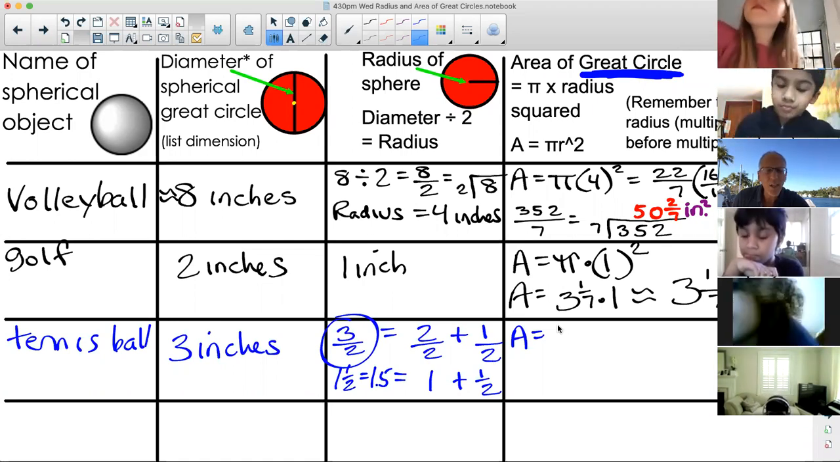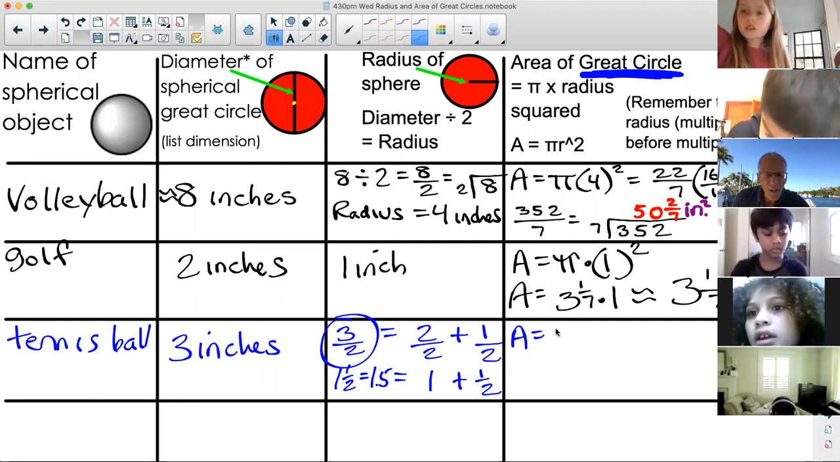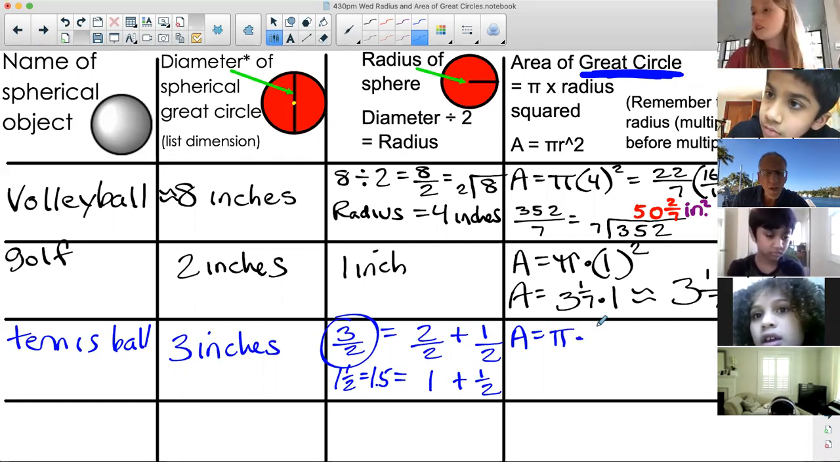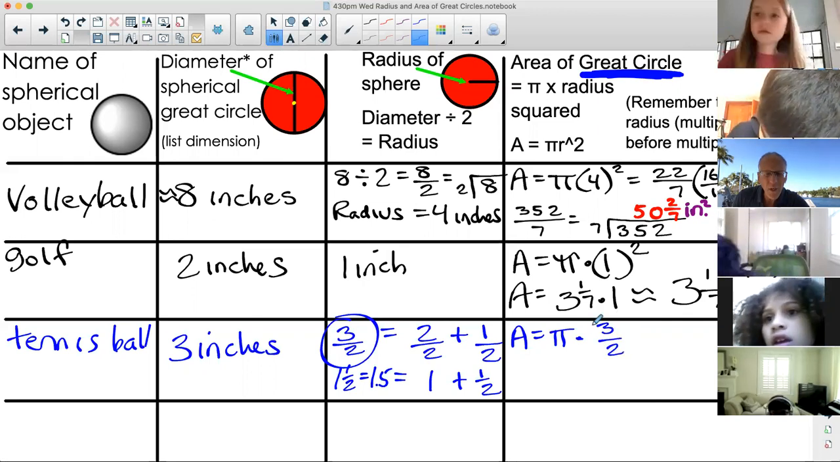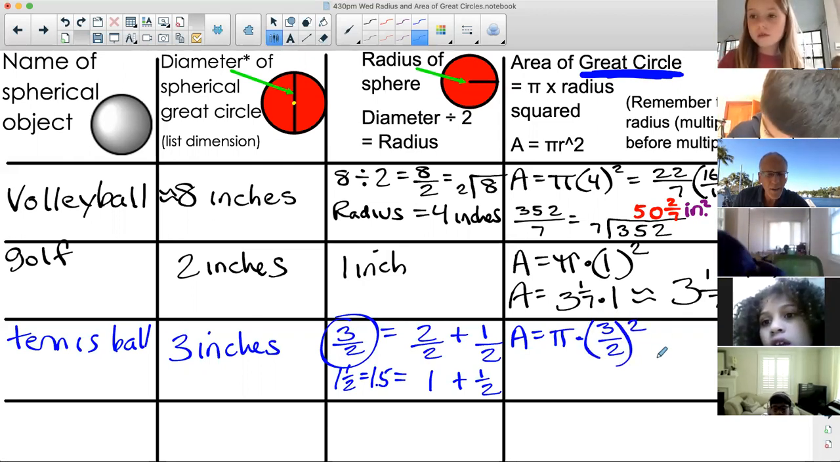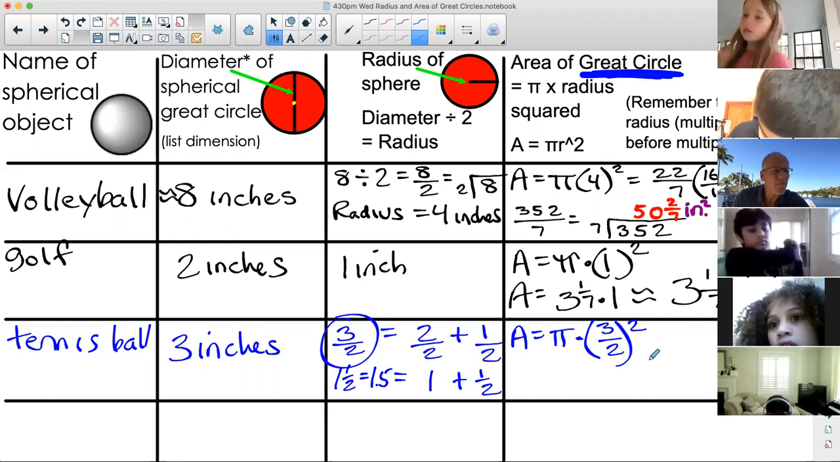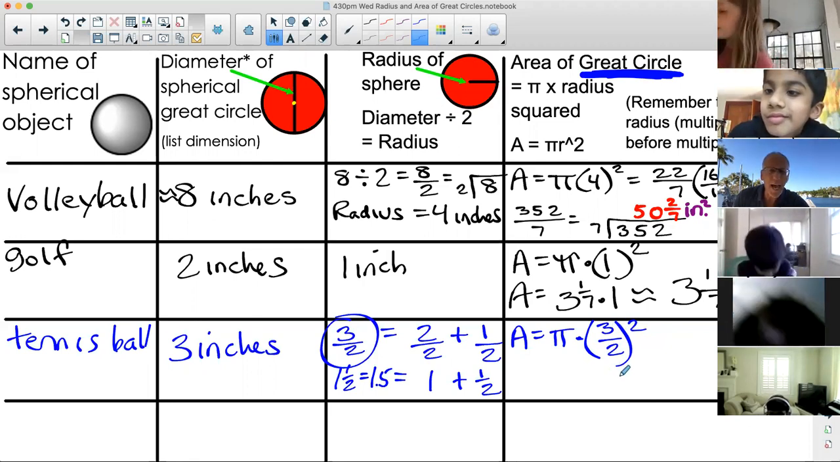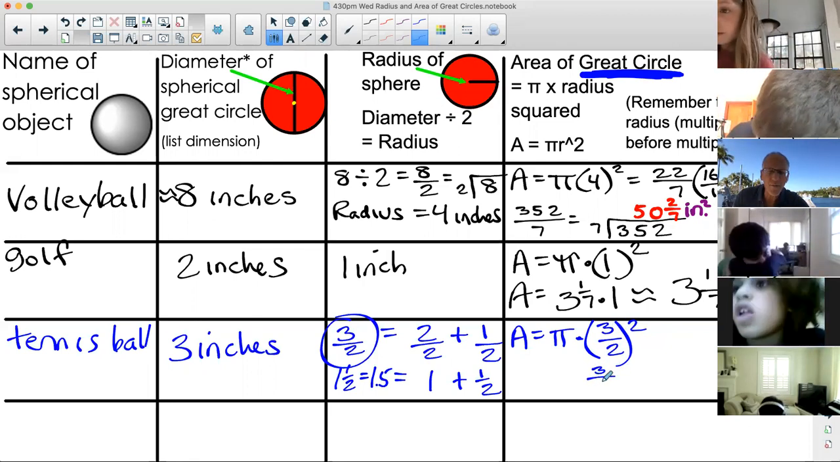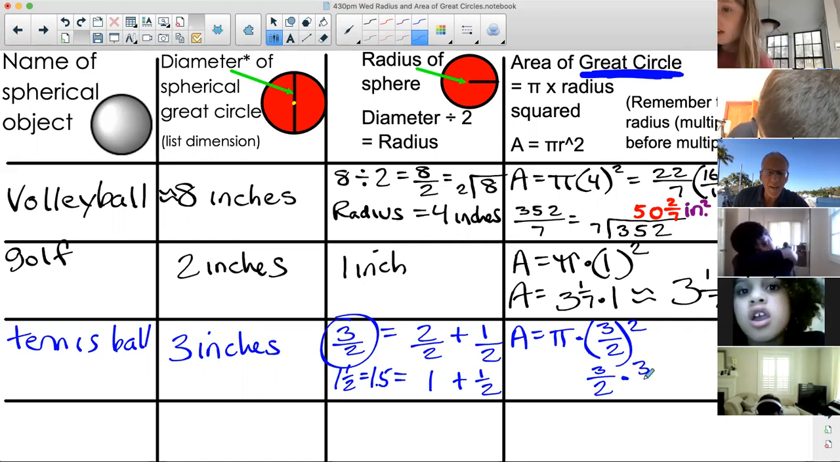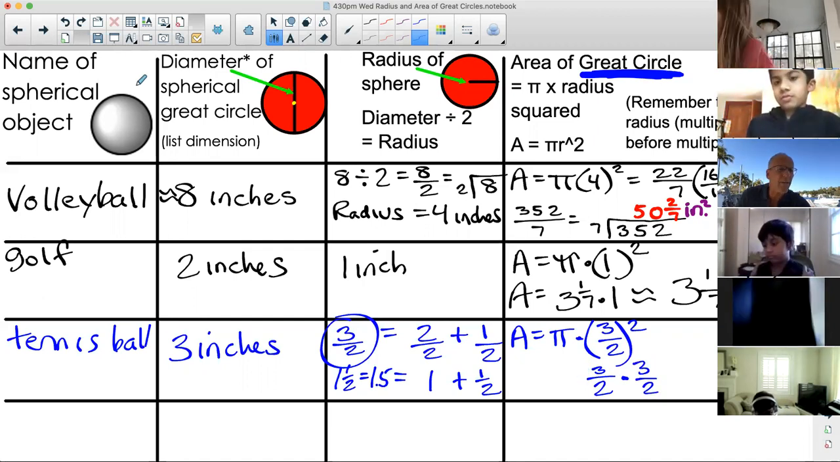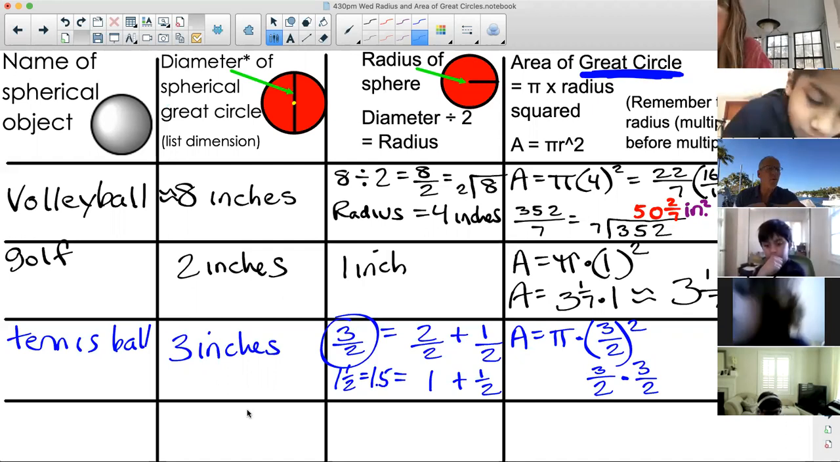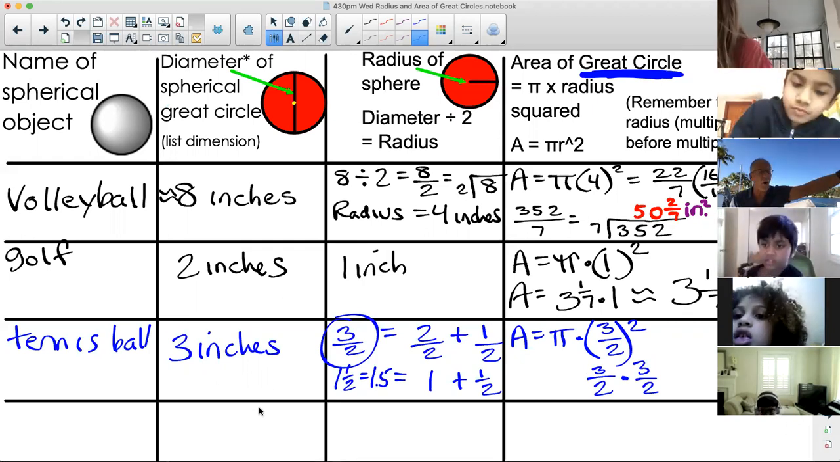Here we go, guys. Pi times 3 halves squared. Who can tell me what is 3 halves squared? That's 3 halves times itself. Anybody have any ideas? Remember, we talked about multiplying across.